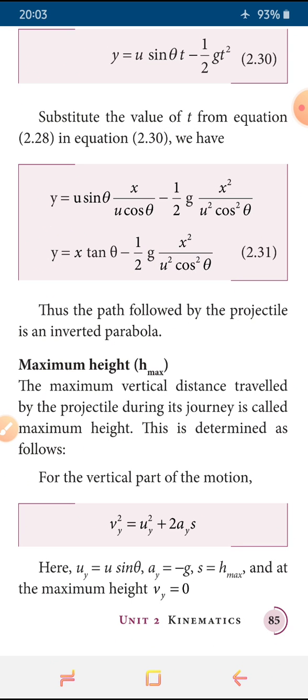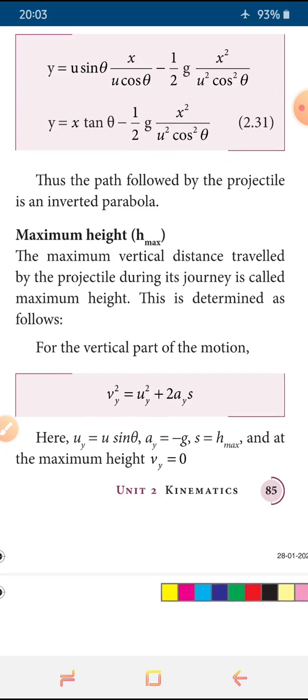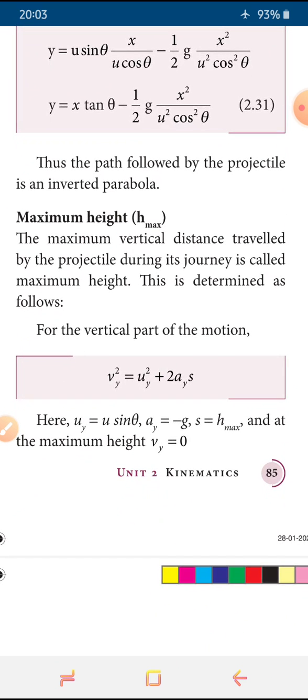Yes, and now we are going to calculate the maximum height. The definition we can give here is nothing but the distance traveled by the projectile during its journey vertically is called the maximum height. In figure 2.43, see the midpoint C given, C to A is the maximum height in this projectile.